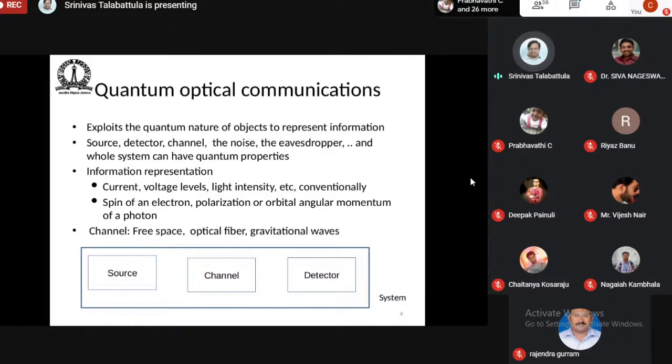So I can say that optical methods are very good for quantum applications. You can use the spin of an electron as an example. Polarization or angular momentum of a photon can be used. And in the more extreme sense, you can use gravitational waves.